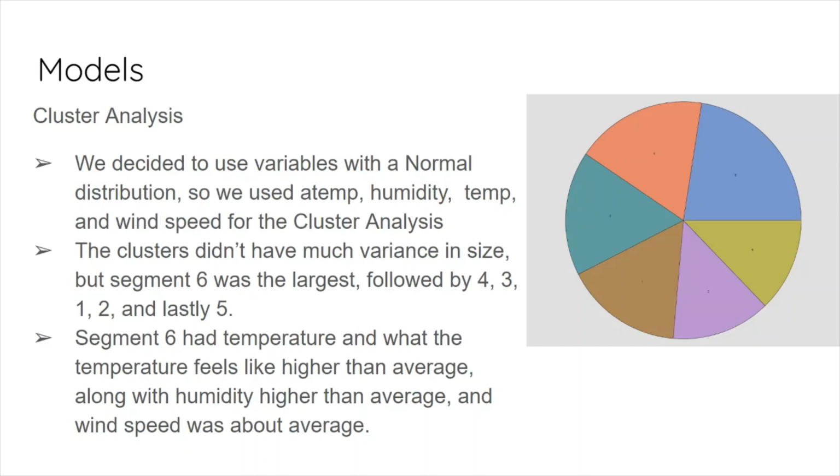And the clusters, as you can tell from the pie chart, didn't have much variance in size, but segment 6 was the largest, followed by 4, 3, 1, 2, and lastly 5. And segment 6 had temperature and what the temperature feels like higher than average, along with humidity higher than average, and wind speed was about average.